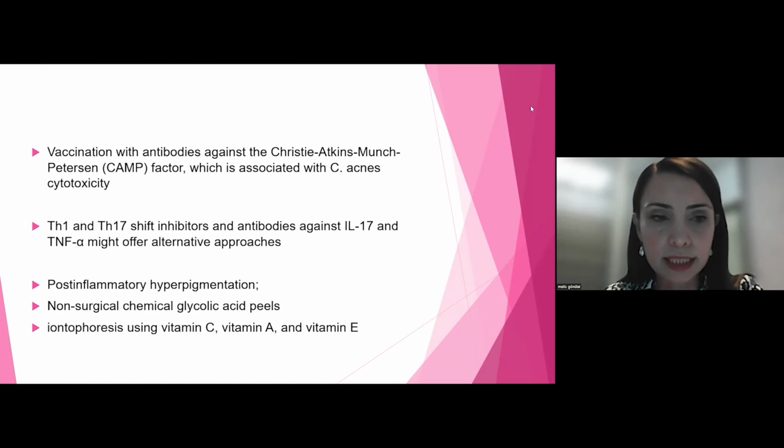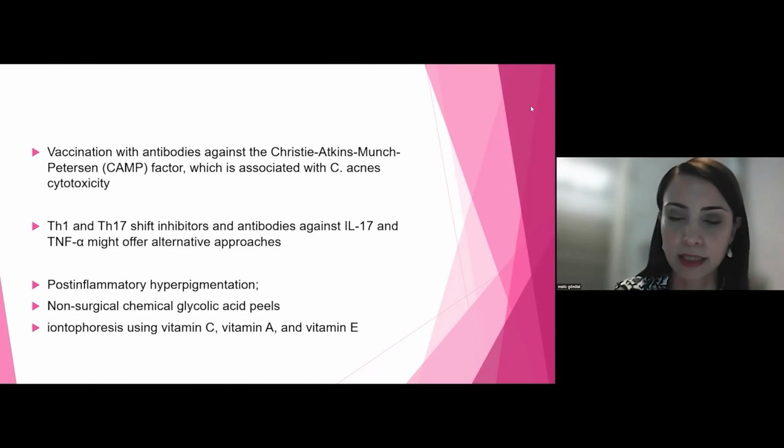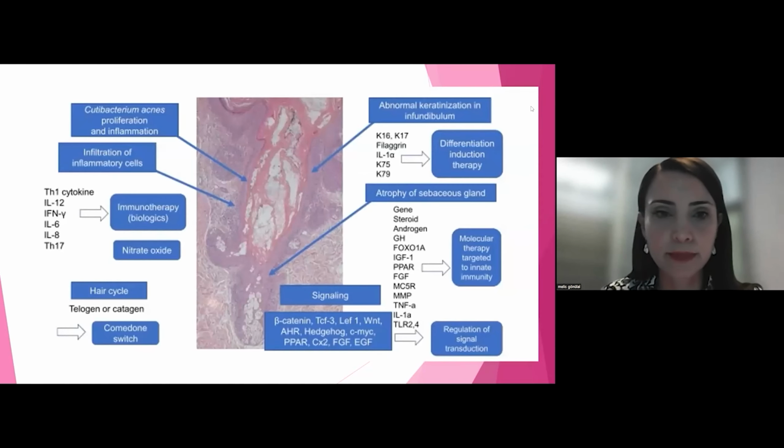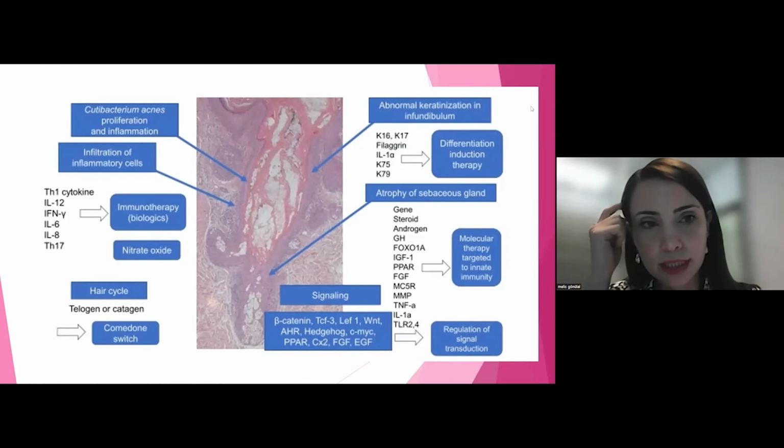And after healing, we can see post-inflammatory hyperpigmentation. We can use for this non-surgical chemical glycolic acid peels and also iontophoresis using vitamin C, A, and E. Here we can see the mechanism of acne vulgaris.